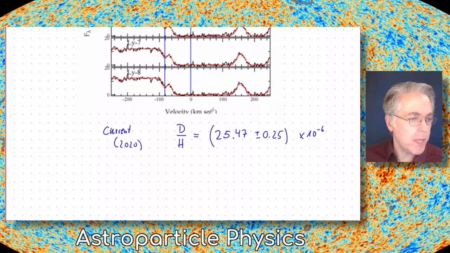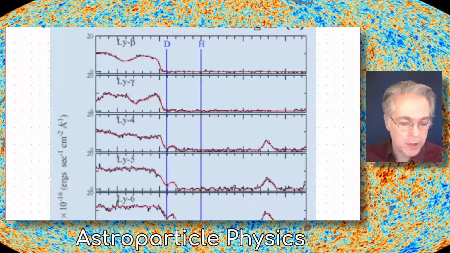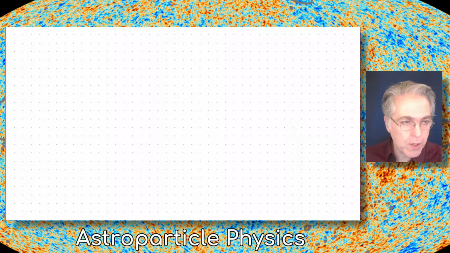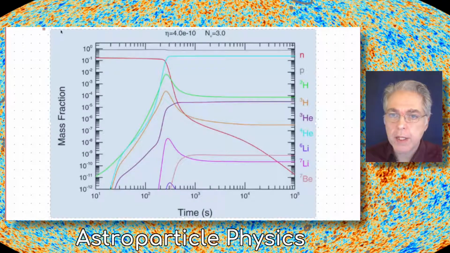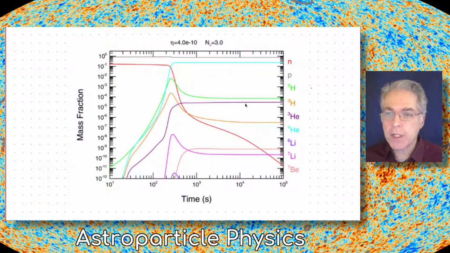Now, let me just show you how this whole nucleosynthesis process evolves over time for a given value of eta. Just pull that in. Sorry, that took a little longer. There we go. So what you see here now is on the x-axis the time in seconds.